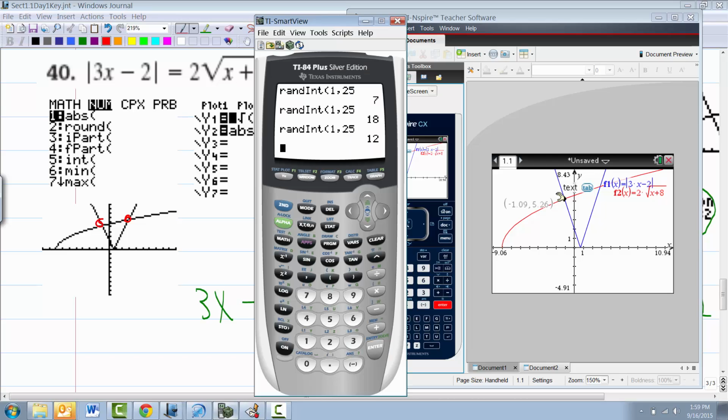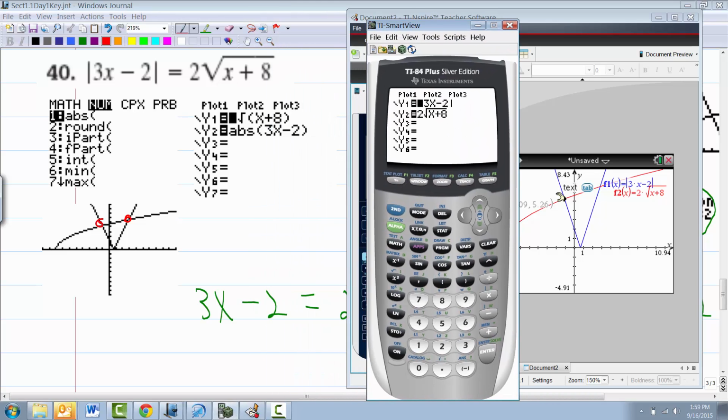Now it's the 84. I'll do the other one on the 84. And because of time, I already have them plugged in. Okay, but how do you find the absolute value button? Math, num. Okay, and then we know where the square root button is. So we've already done this. Hit graph, and there they are.